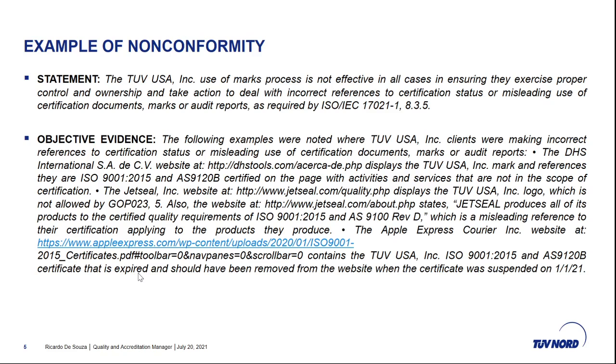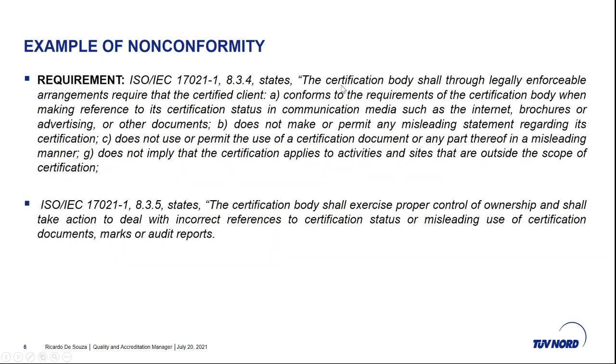But they kept the certificate on their website, which may give the impression that they are still certified. So all of these examples are related to the same clause of 17021. That's why he grouped all these findings into one nonconformity. The objective evidence is what he found, and he is basically stating what we are not doing.